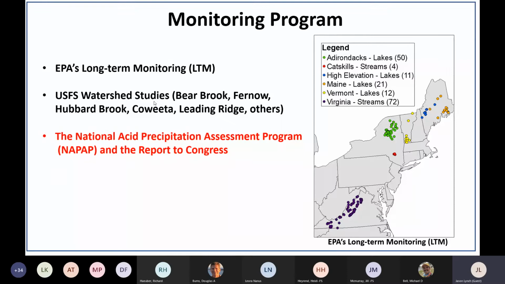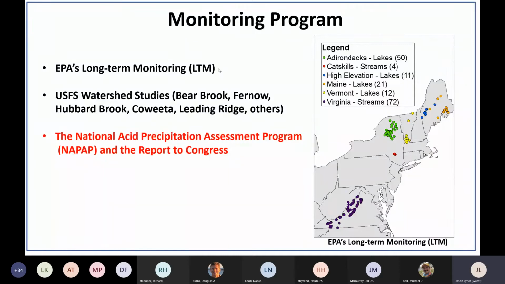Other studies were being developed. The U.S. Forest Service had a series of watershed studies like Bear Brook, Inferno, Hubbard Brook, Coweeta, Leading Ridge, and others. And the goals were to understand the long-term trends in acidification of these acid-sensitive areas, and understand the science.